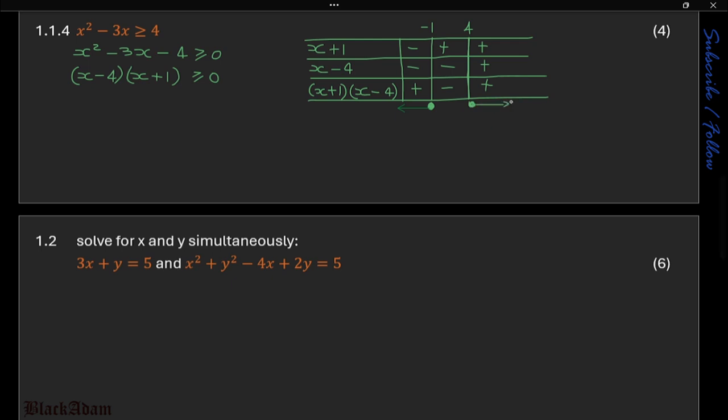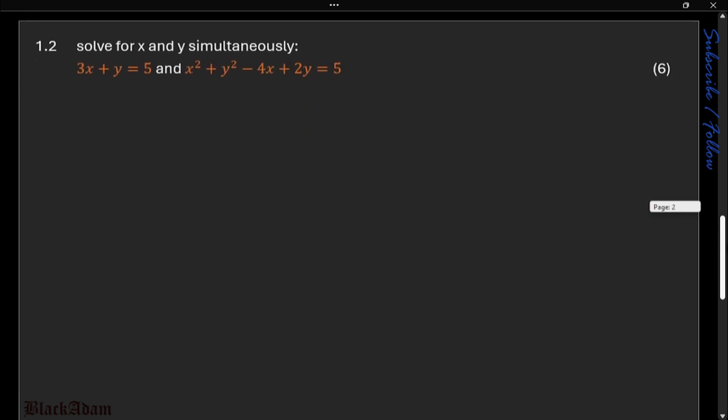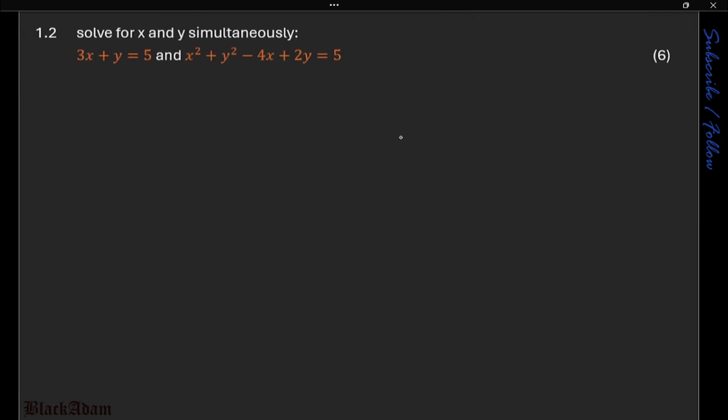So that's our answer. We have x less than or equal to negative 1, and x greater than or equal to 4 for positive. That's where we get our positive sign. Greater than 0 means it's positive. So let's move to the next one, which is simultaneous equations.